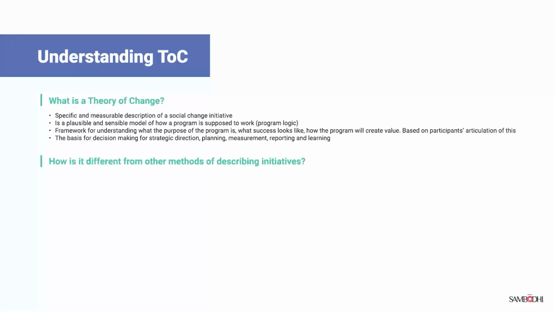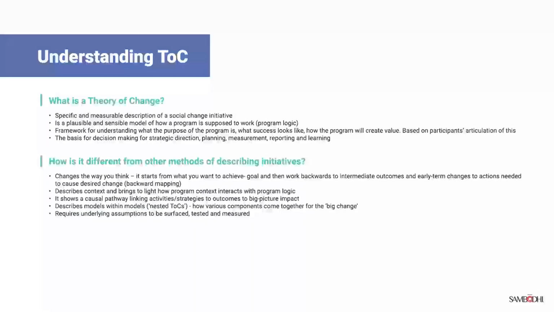But how is it different from other methods of describing initiatives? Well, TOC changes the way you think, starting with what you want to achieve and then working backwards to intermediate outcomes and any early term changes to actions which are important to implement the desired changes. It also describes the context and brings to light how a program context interacts with program logic. It depicts a causal pathway that links activities to outcomes to big picture impact. It also requires underlying assumptions to be surfaced, tested, and measured.